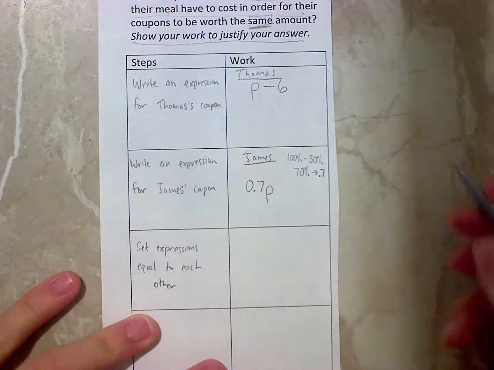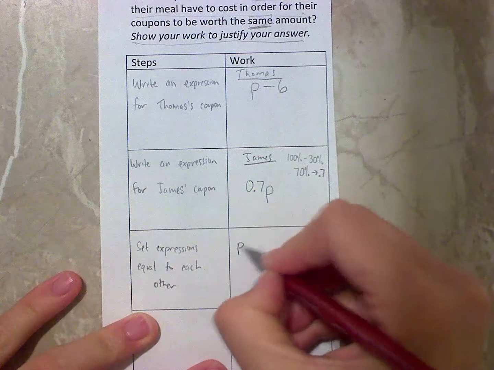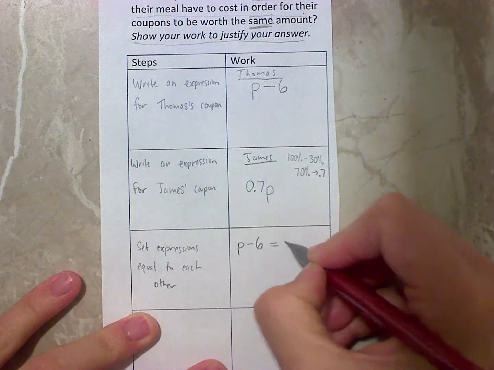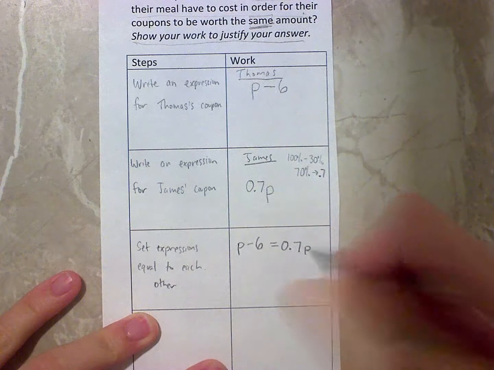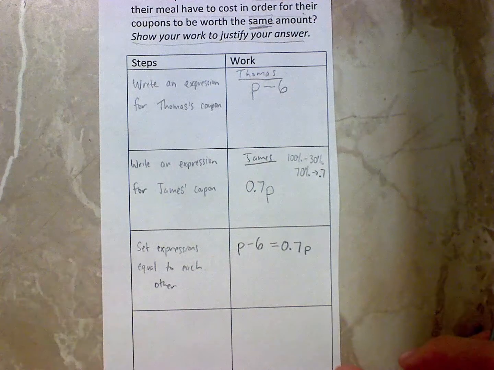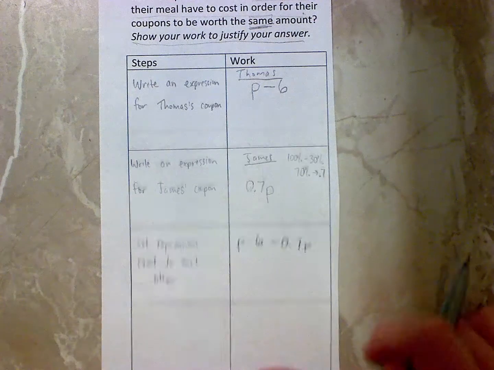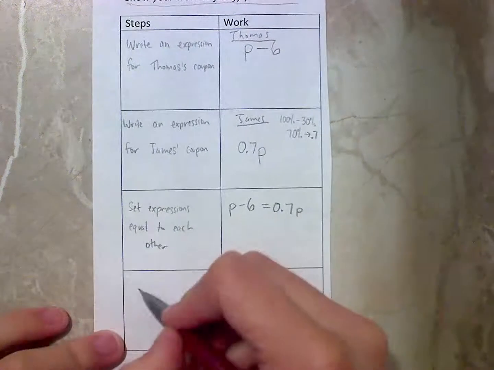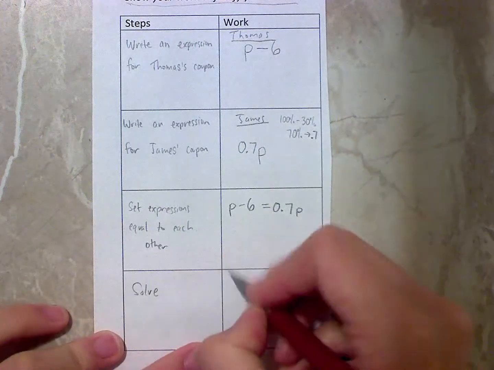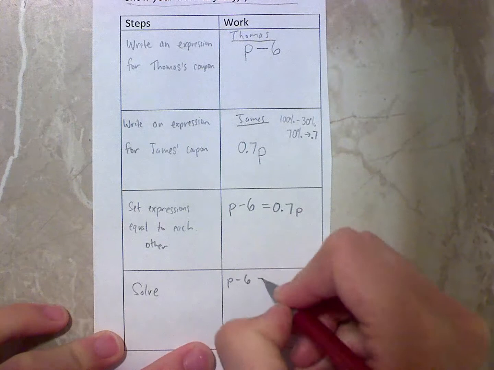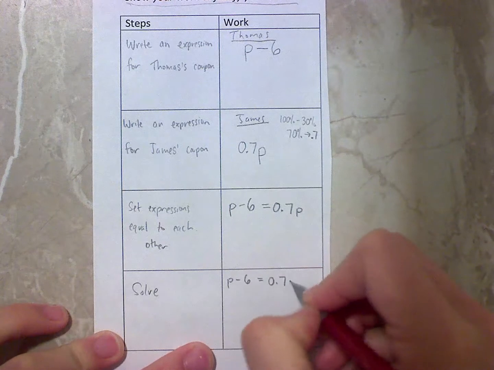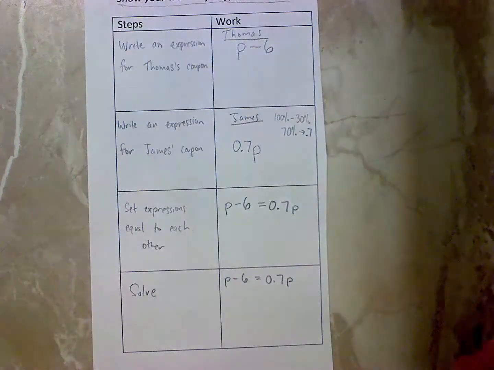Right, I'm going to set the expressions equal to each other. So I'm going to take P minus 6 and make it equal 0.7P. Okay, and then my last step, now that I have this equation, is to solve. And so let's do this. And remember that you have a calculator, so we don't need to stress about the fact there's a decimal here.